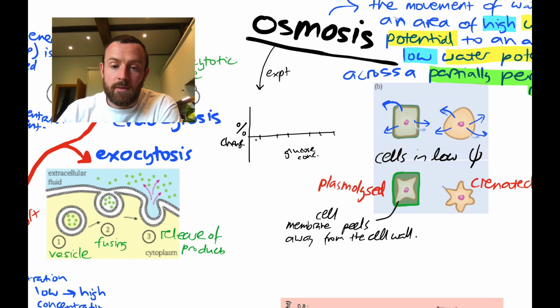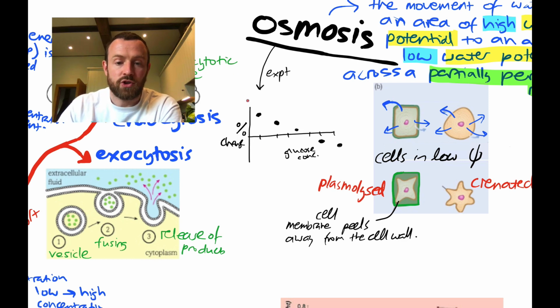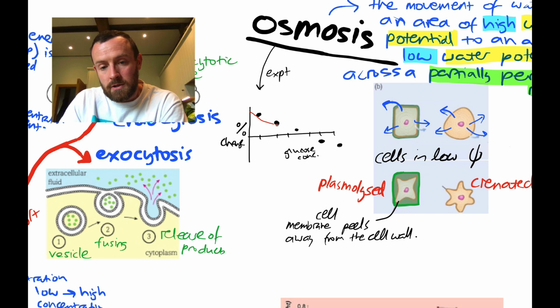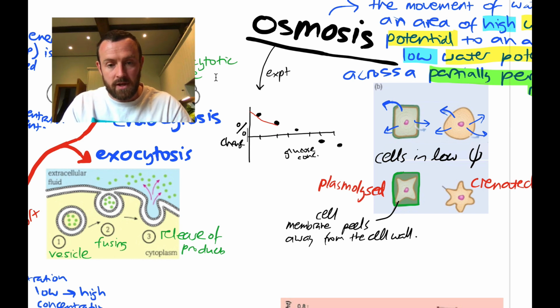So with a low glucose concentration, your potato swells. It gains mass. With a slightly higher concentration, it swells less. And then you're going to get your results that are like this. Those are the results, the dots. And then you join it up with a straight line. Oops, that's not a very straight line. Let's get rid of that.